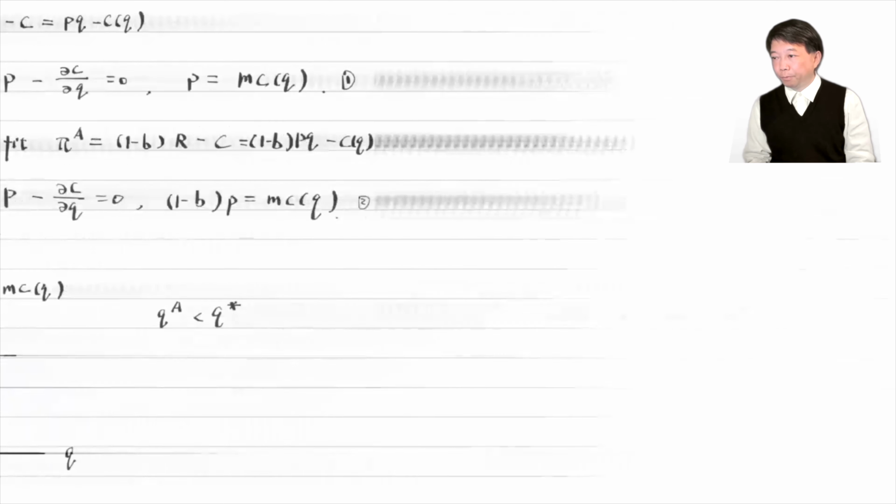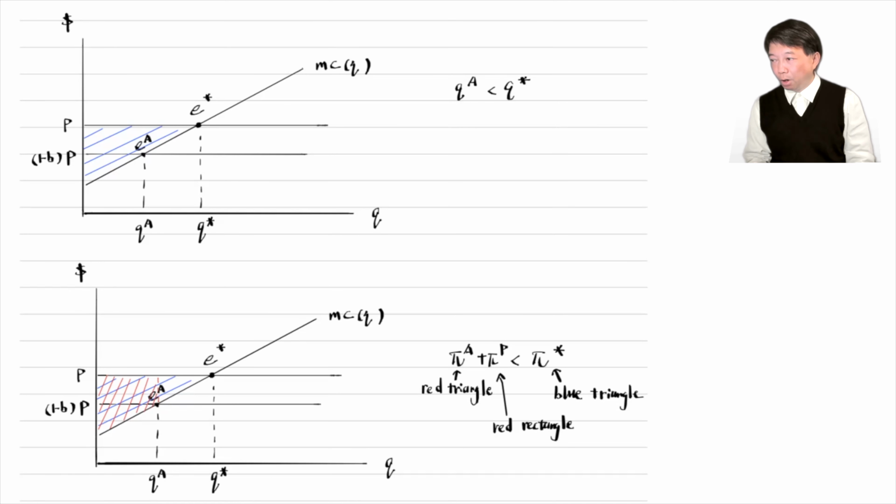The joint profit under the revenue sharing contract is the red area. It can be divided into two parts. The agent gets the red triangle area, and the principal's profit is the red rectangle area. The joint profit is smaller than the optimal level.